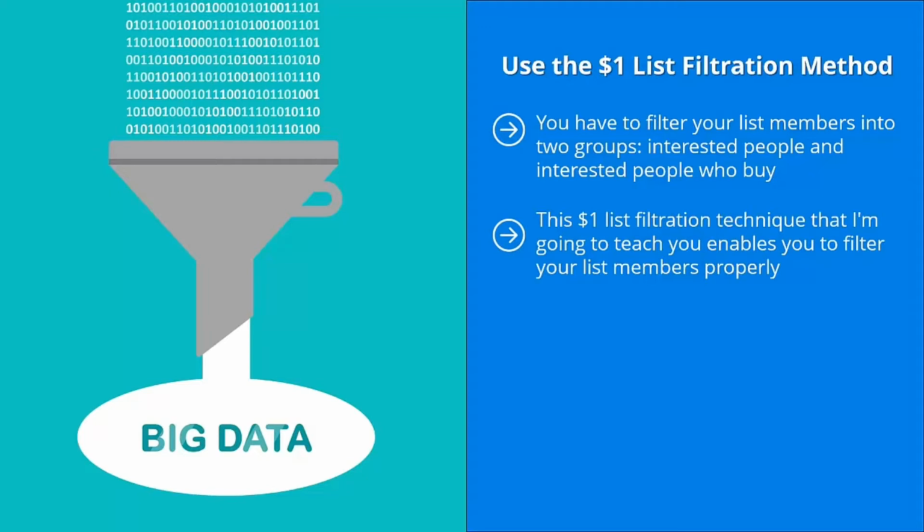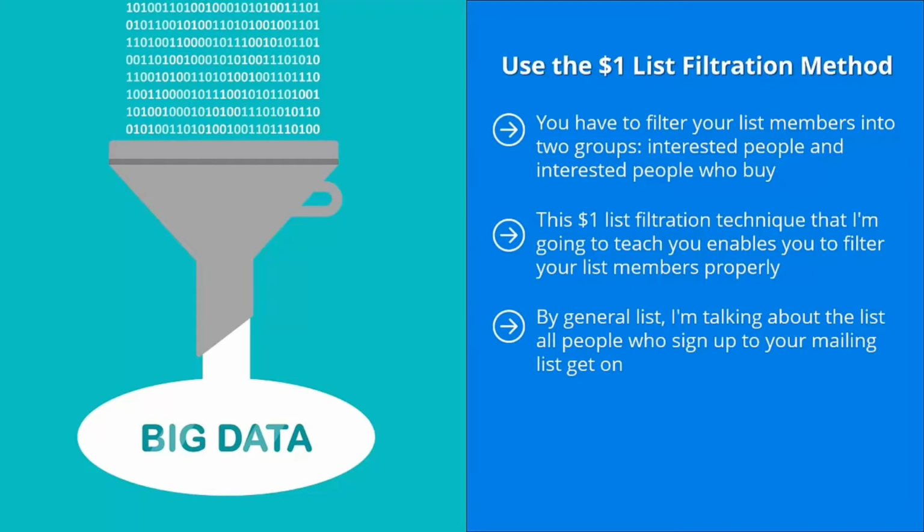What you would do is, instead of trying to upsell people to $19.95, $34.95, or $349.50, or any other similarly priced products, everything that you're going to be selling on your general list will be priced $1. No more, no less. By general list, I'm talking about the list all people who sign up to your mailing list get on. This is your default list. I want you to treat this general list as your starting list. This is kind of like the vast, unfiltered, generic mass of people who are interested in your brand.